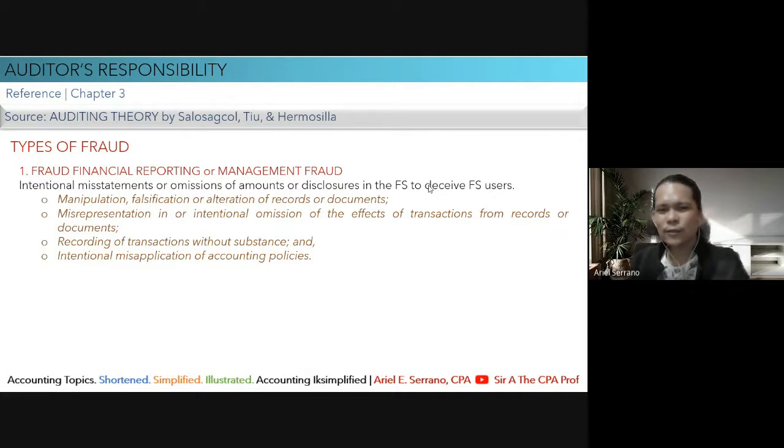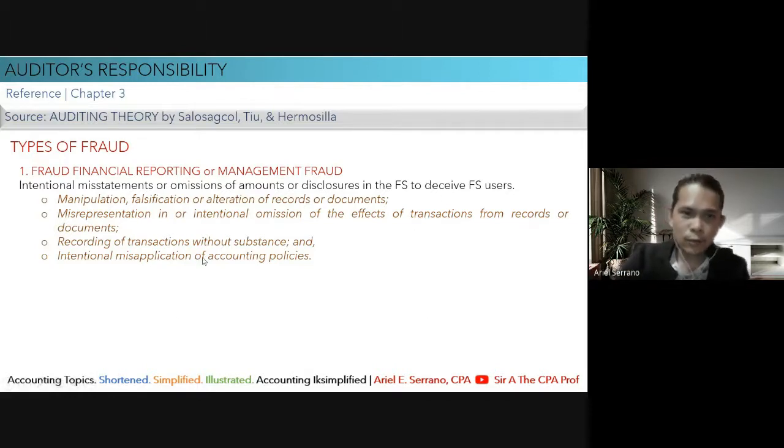dahil kung sino yung nasa taas, sila yung may power, sila yung may authority to decide, nai-influensyahan yung mga gumagawa ng mga financial statements. Okay? So, nagkakaroon ng circumvention of controls. Okay? That is management fraud kasi it involves management and those charged with governance.